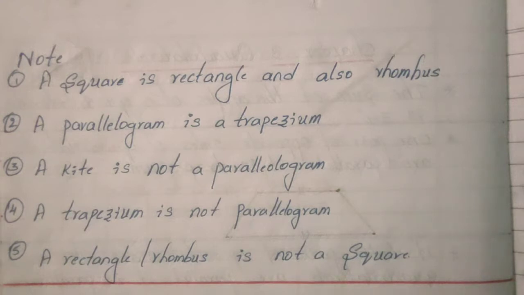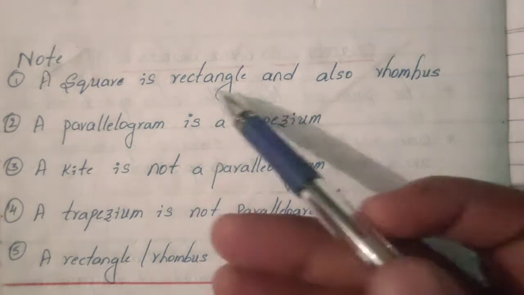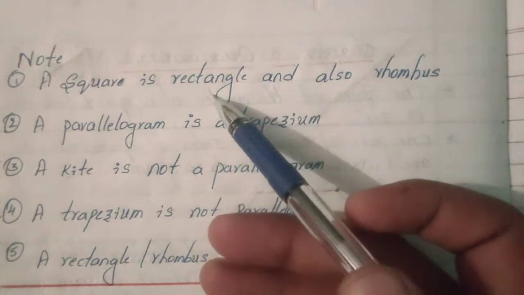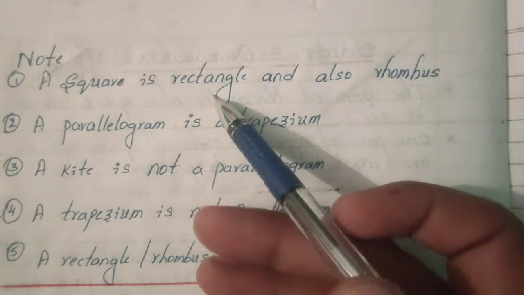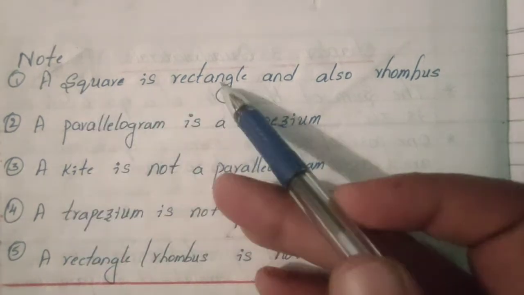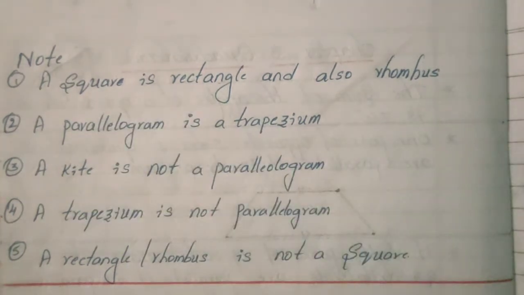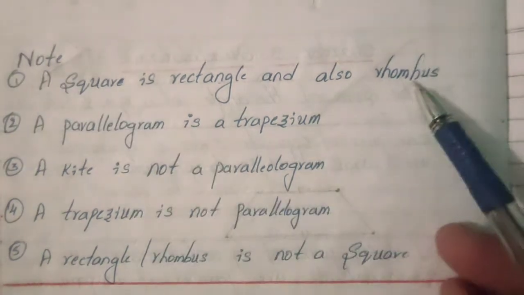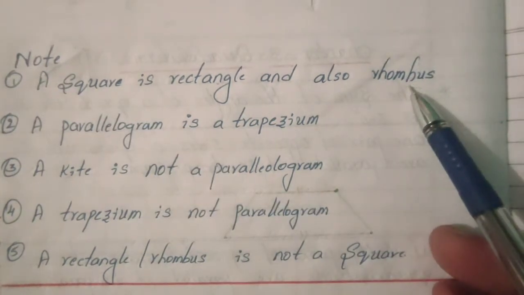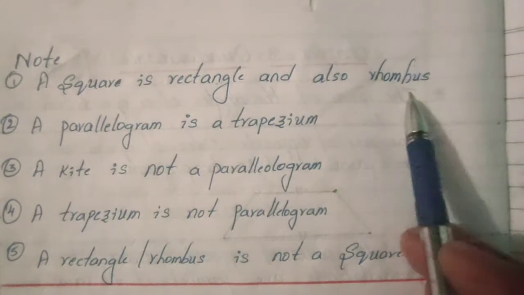Opposite sides are equal and all angles are 90. Even in a rectangle, opposite sides are equal, all angles are 90. So a square is called a rectangle. And also a square is called a rhombus. Why? All sides are equal in a square, and in a rhombus also they are equal. Therefore, we call a square a rhombus.